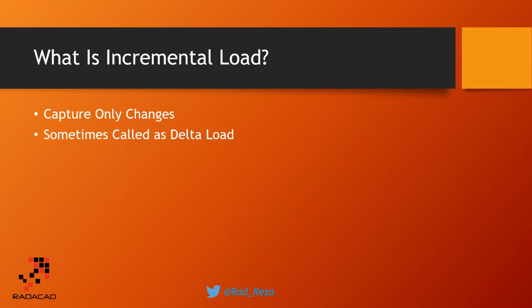And now let's talk about what incremental load actually is. By incremental load, we mean we don't want to get the full set of data from the source system into our data warehouse. What we want to get is only changes. So we want to capture only changes, and a change might be inserts, updates, and deletes. Sometimes this is also called delta load. So if you hear delta load or incremental load, they are doing the same thing.